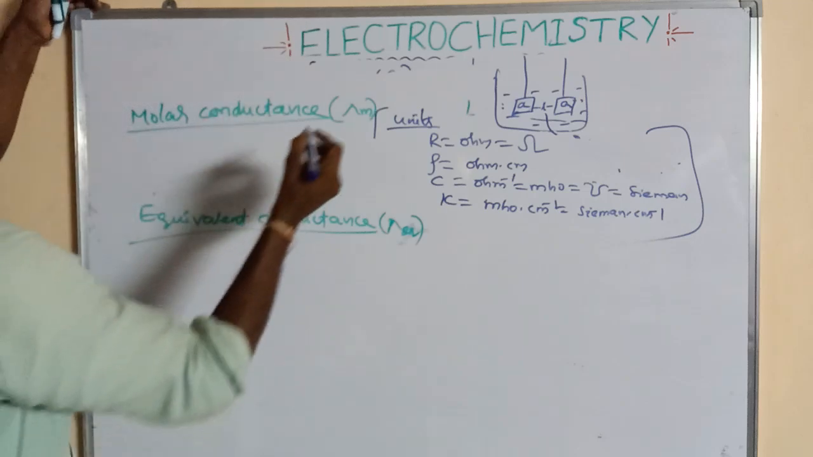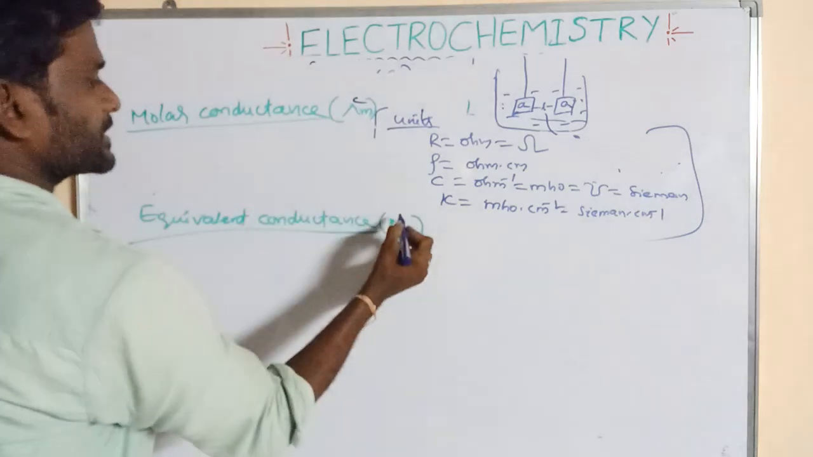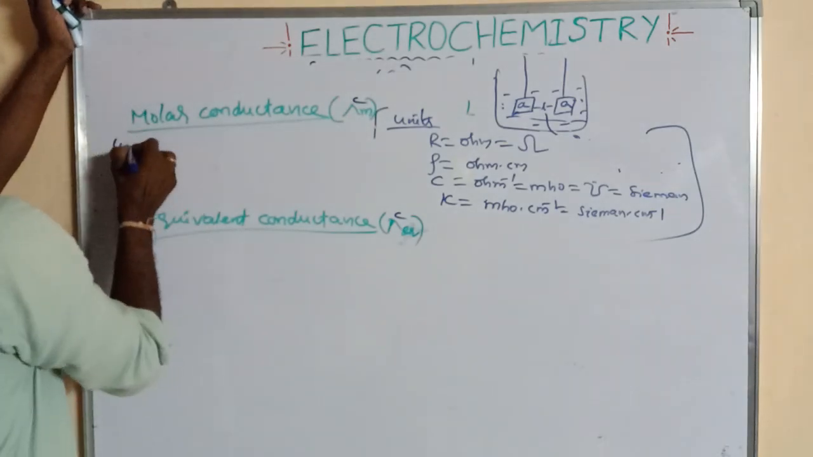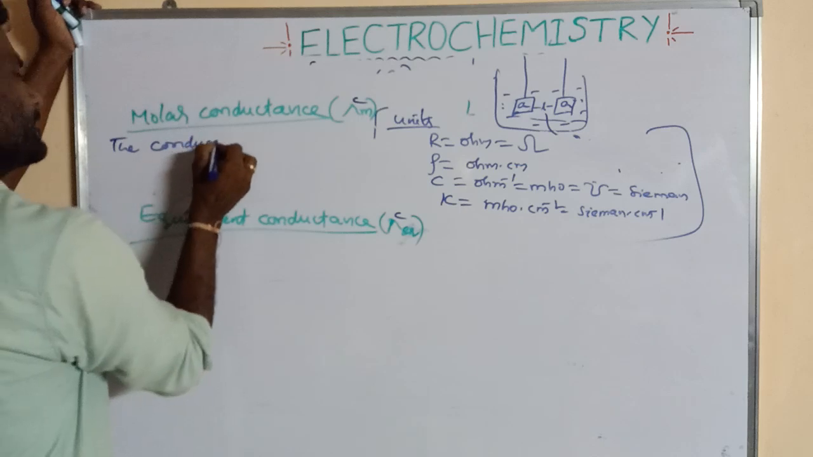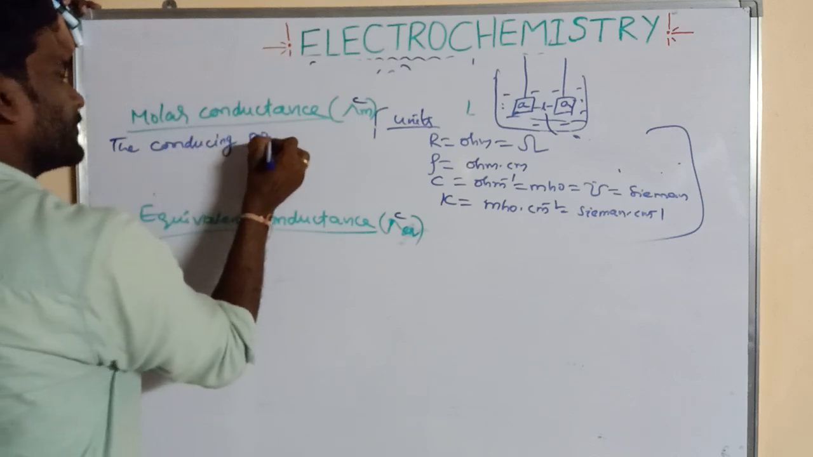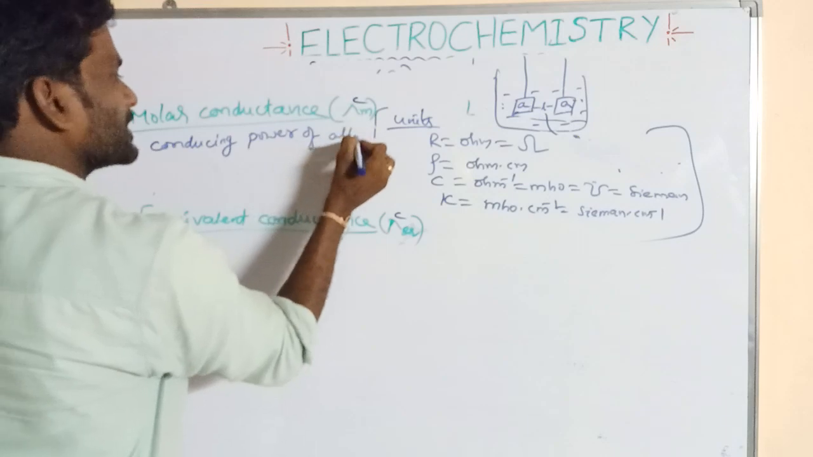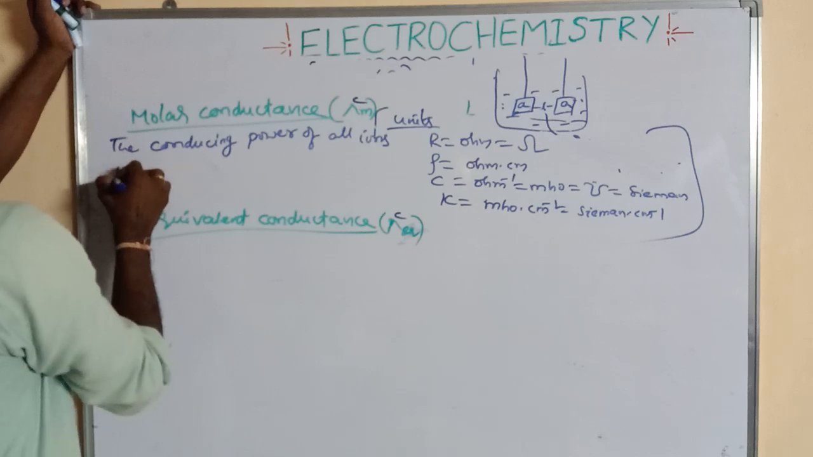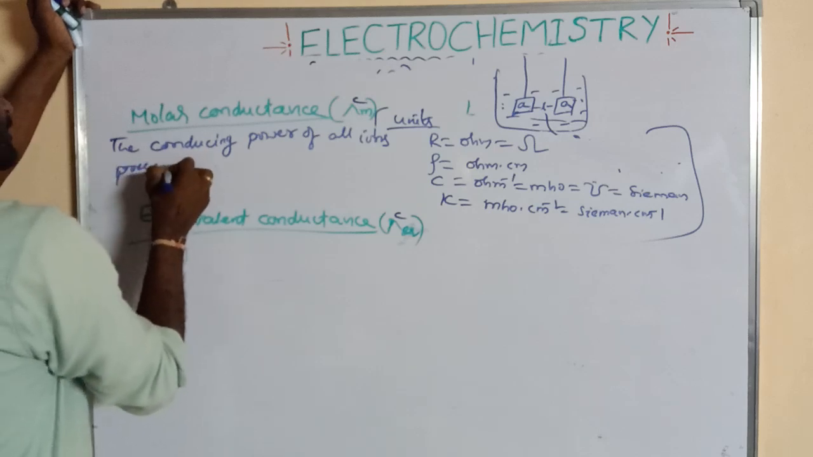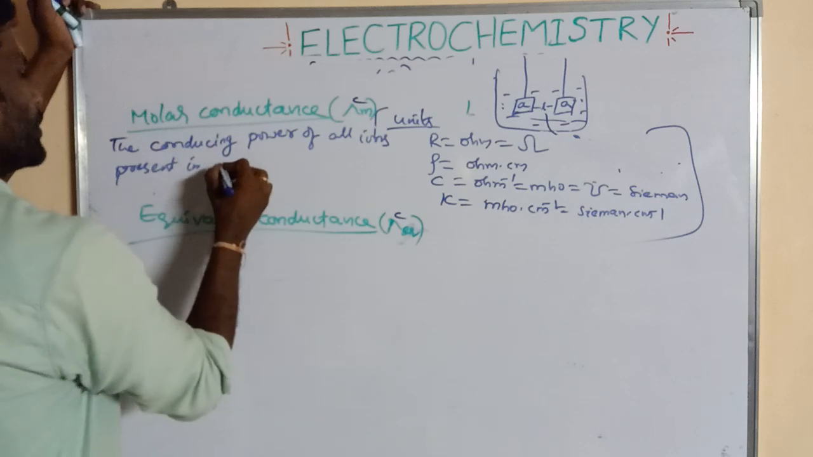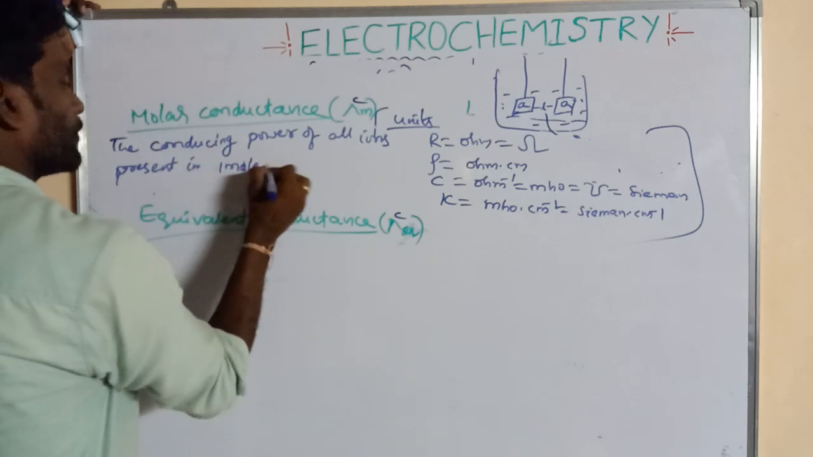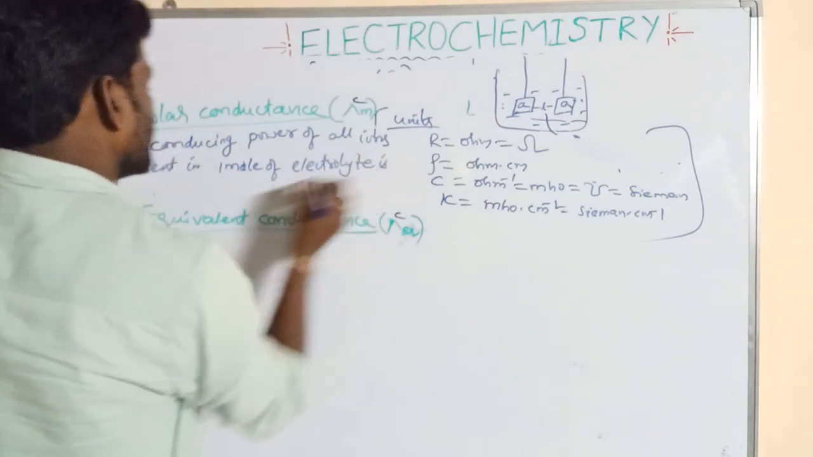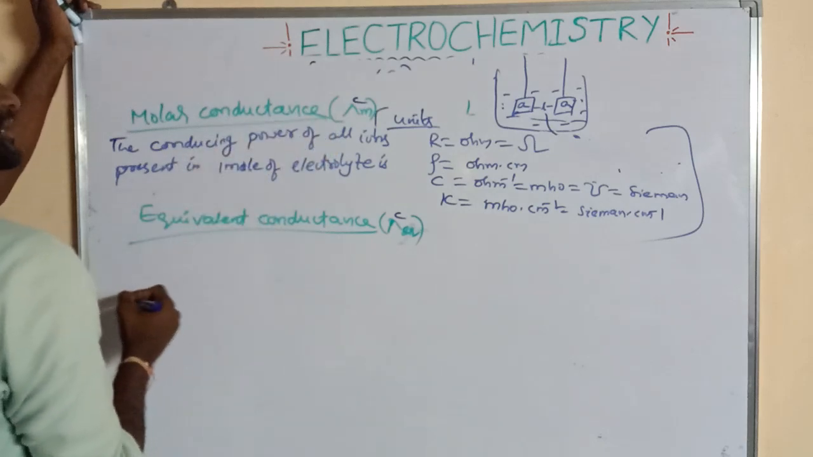Molar conductance is represented by lambda m at concentration C. What is the definition? The conducting power of all ions present in 1 mole of electrolyte is known as molar conductivity.